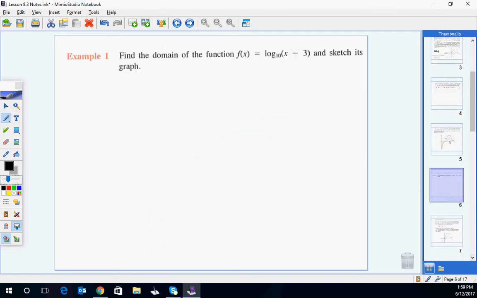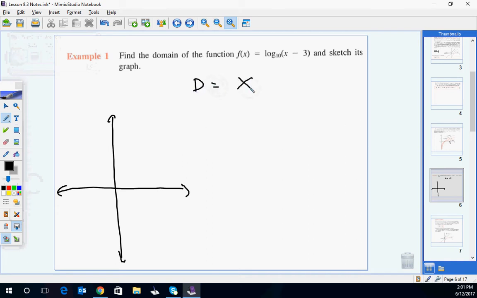All right, so this one here, find the domain of that. So what would the domain of log base 10 of x minus 3 be? And we'll draw it as well here. What's the domain? Right, x greater than 3.